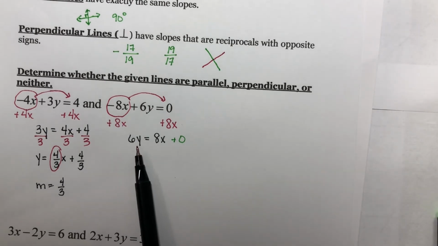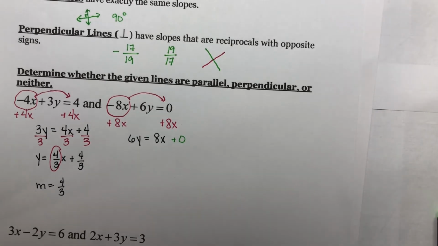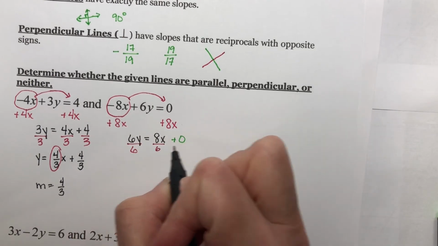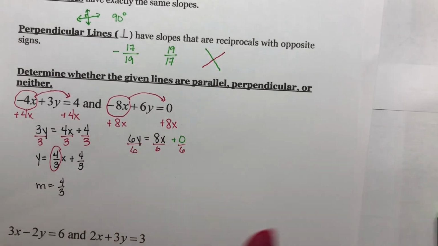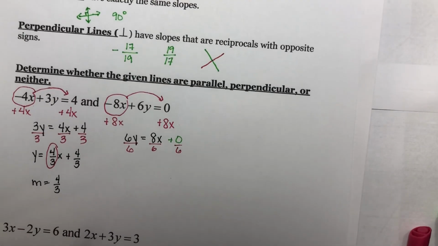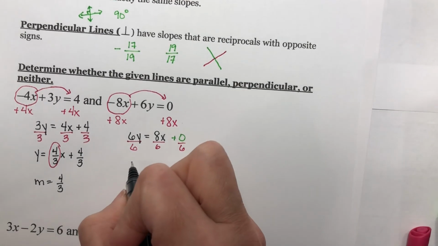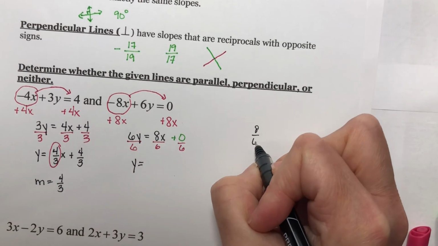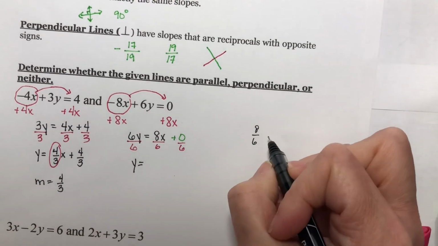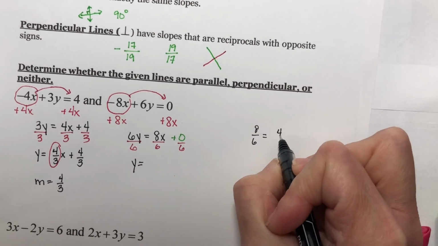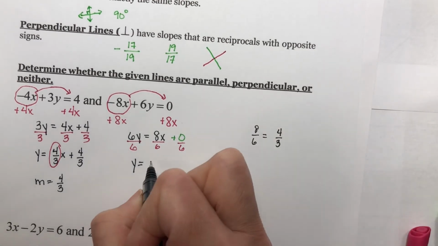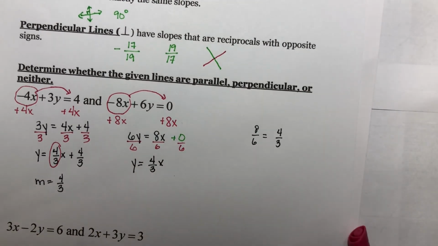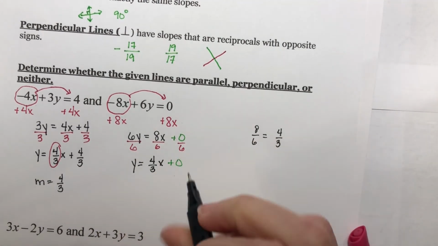Now I want the y by itself. So I need to get rid of that 6. So I'm going to divide everything by a 6. Okay? So this gives me y is equal to 8/6. That reduces. If I divide each of these by a 2, I get 4/3. So this is 4/3 x, and 0 divided by 6 is a plus 0.